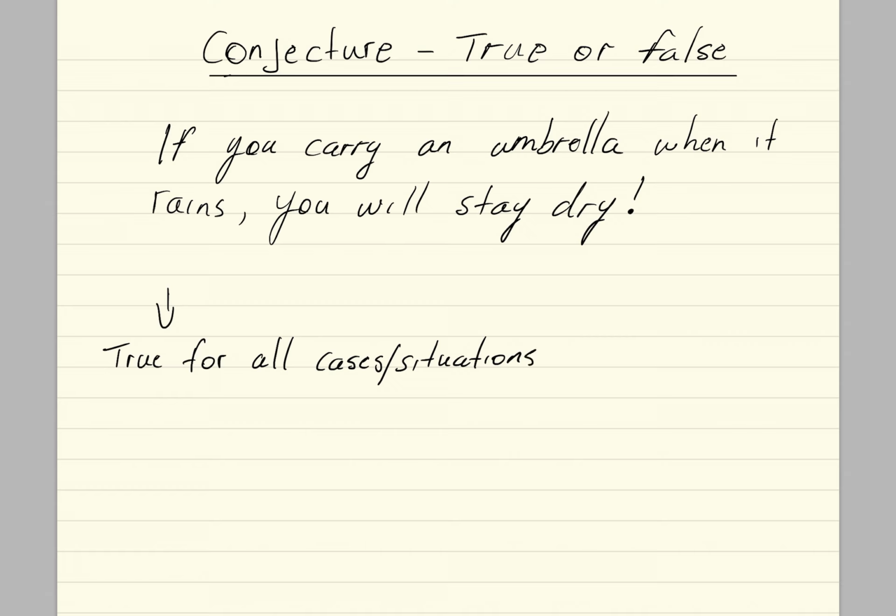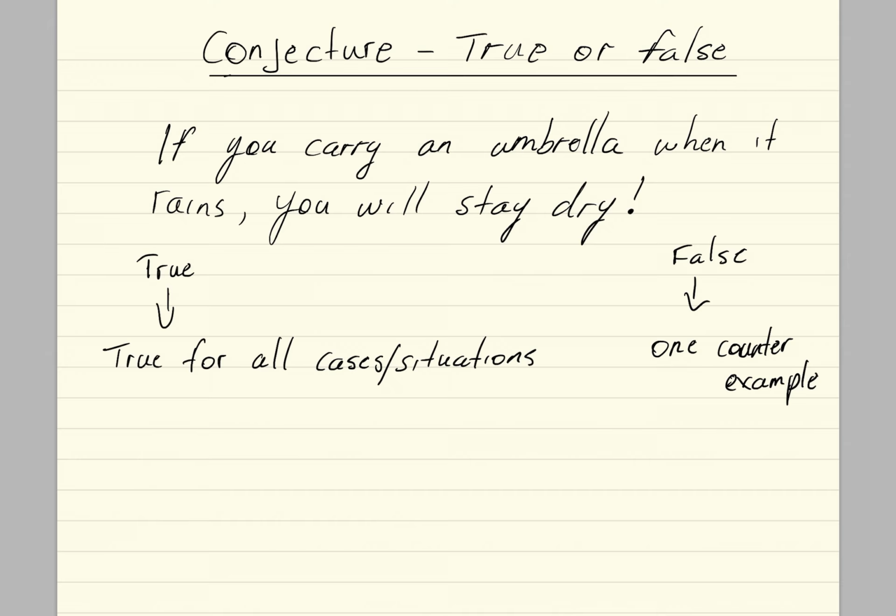And then to show that a conjecture is false, I'm just going to put true here, put false here. You need to provide one counterexample. So essentially you need to give one example showing that it is actually false.